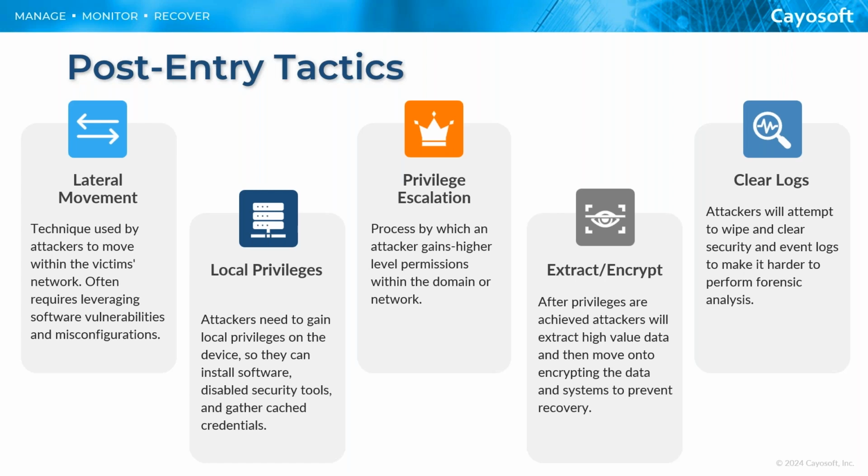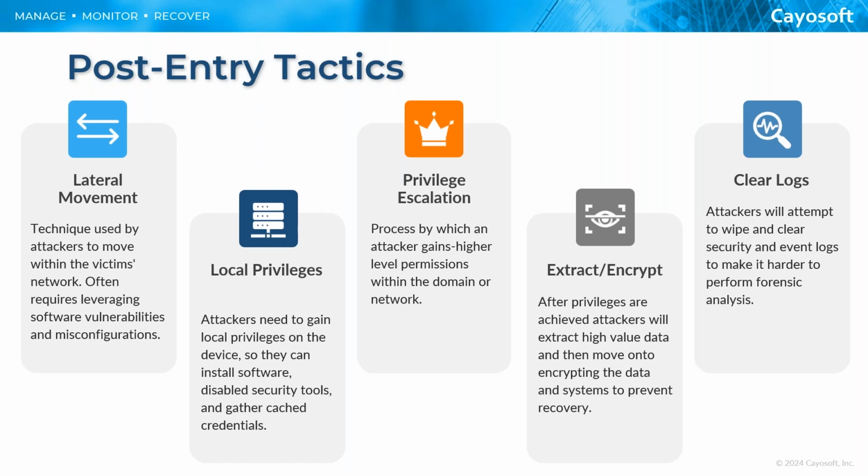domain or network. Once they get those privileges, the next thing that they move forward to typically is extract and encrypt. They extract the data using a double extortion technique, upload it to the dark web, and then they go back in and encrypt all your data and your systems so that you cannot recover from this attack. They also will try to cover their tracks. They'll attempt to wipe and clear security and event logs to make it much harder to perform forensic analysis.